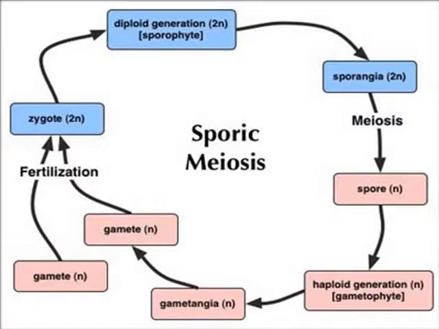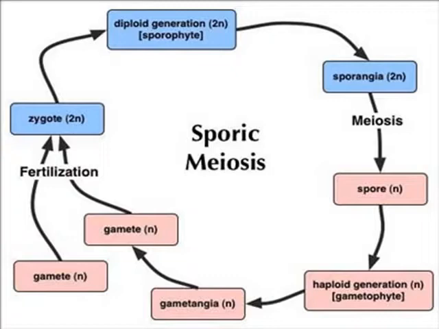Here you can understand sporic meiosis. We can start from a diploid generation. Diploid generation means an organism which is having 2n number of chromosomes. Now what will this do? It will produce sporangia. Now sporangia will also have 2n number of chromosomes. Now they will undergo meiosis and will produce spores.